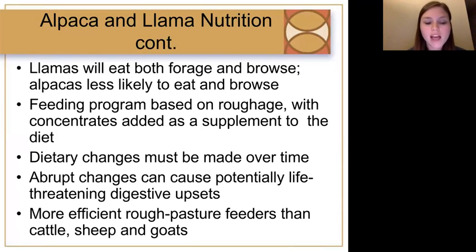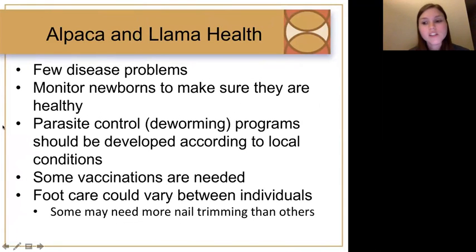And alpacas and llamas are more efficient rough pasture feeders than cattle, sheep, and goats. As far as their health goes, llamas and alpacas actually have few disease problems, but you want to monitor newborns to make sure that they're healthy. Same with any species. Parasite control is important because they do graze on pasture. So you want a deworming program that's developed according to your local conditions, similar to any of the other grazing animals. Some vaccinations may be needed, depending on what's popular in your area, what diseases are going to pop up, and what vaccines are available.